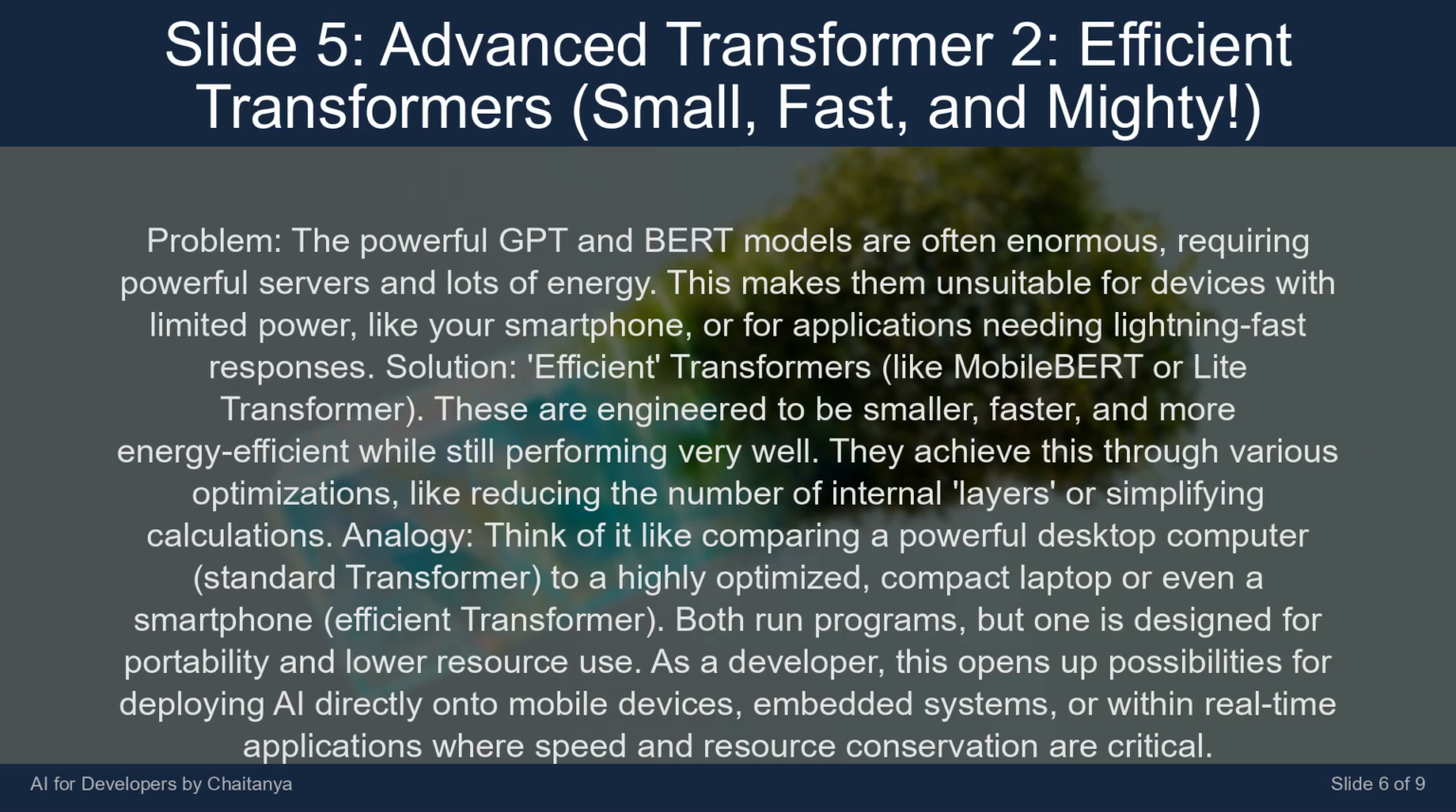Analogy: think of it like comparing a powerful desktop computer, standard transformer, to a highly optimized, compact laptop or even a smartphone, efficient transformer. Both run programs, but one is designed for portability and lower resource use. As a developer, this opens up possibilities for deploying AI directly onto mobile devices, embedded systems, or within real-time applications where speed and resource conservation are critical.